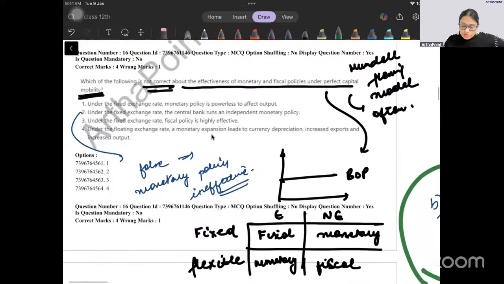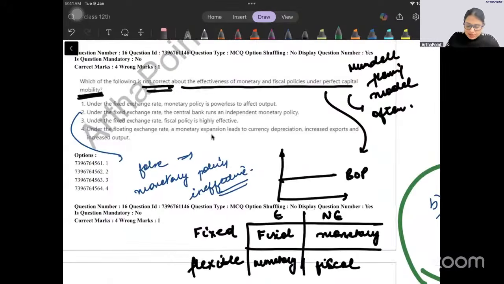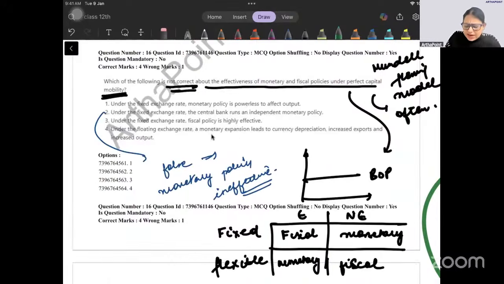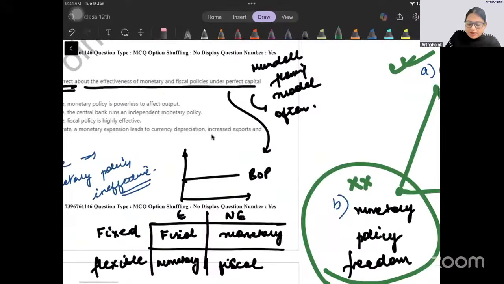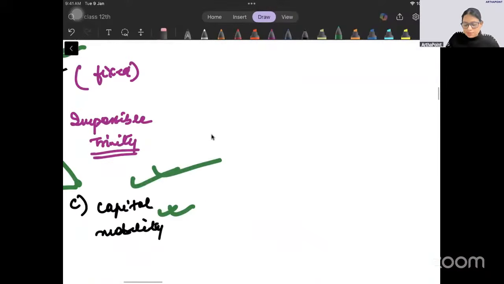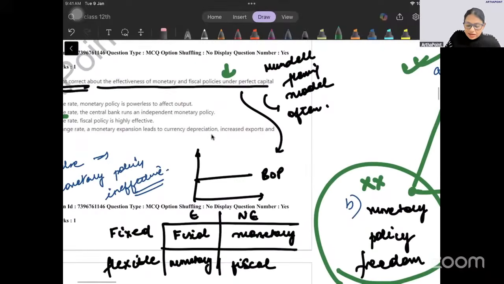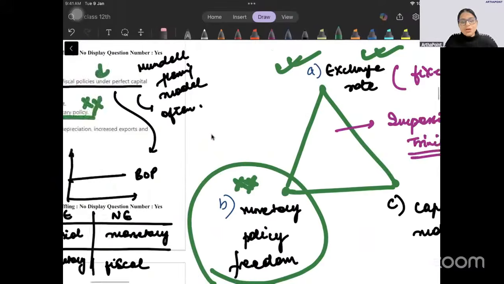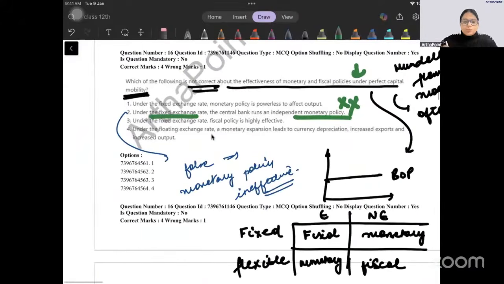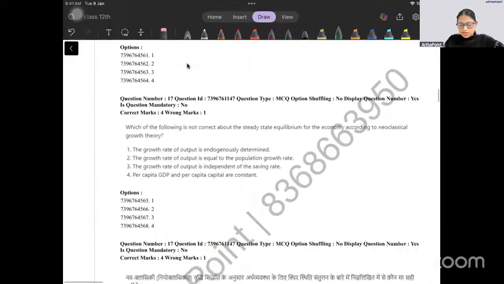So the option number 2, it says that under fixed exchange rate, माने this is there and perfect capital mobility is there, ये यहाँ ही दिया हुआ है. Then it says that central bank runs independent monetary policy. No, the third one will not be possible, right? So answer will be 2. So all of you who have said 2 will be the correct answer. ठीक है. Next one, try to answer this one.